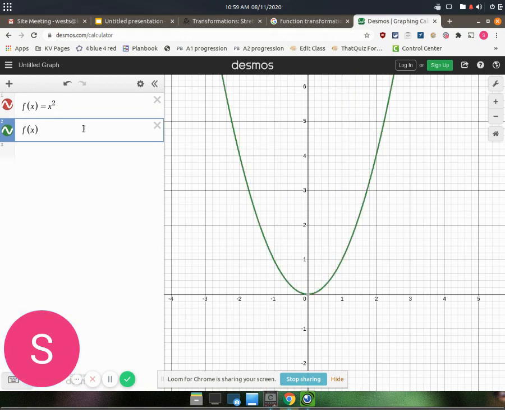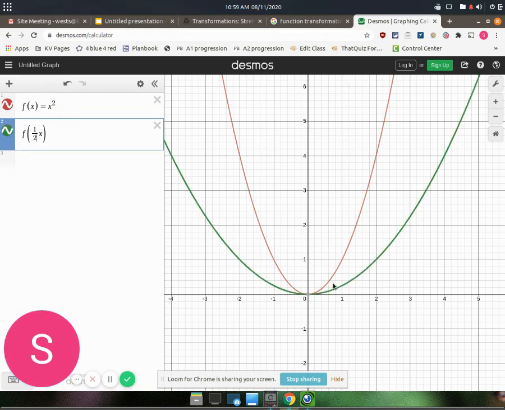But if you do a fraction there, it makes it flatten, or it actually stretches it horizontally. It's kind of like thinking of a vertical compression, but it's actually taking these x values here and stretching them out twice as far that way.